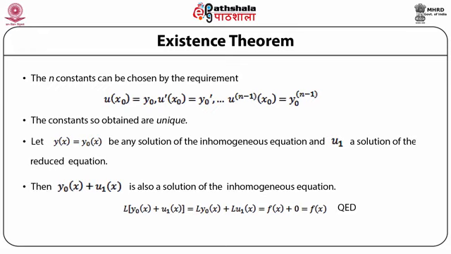We can prove it simply as L times y0 of x plus u1 of x is equal to the sum of L of y0 of x and L of u1 of x, which in turn is equal to f of x plus 0, thus resulting in f of x. Thus, it is proved that y0 of x plus u1 of x is also a solution of the inhomogeneous equation.